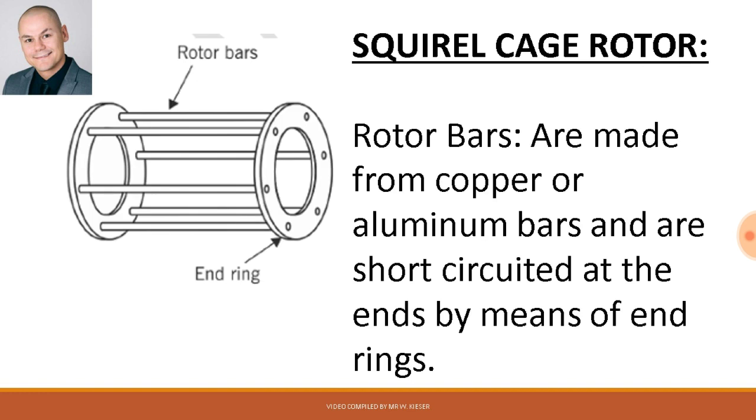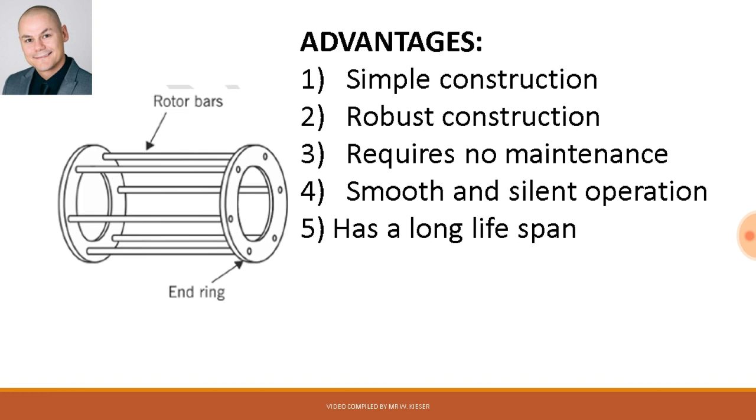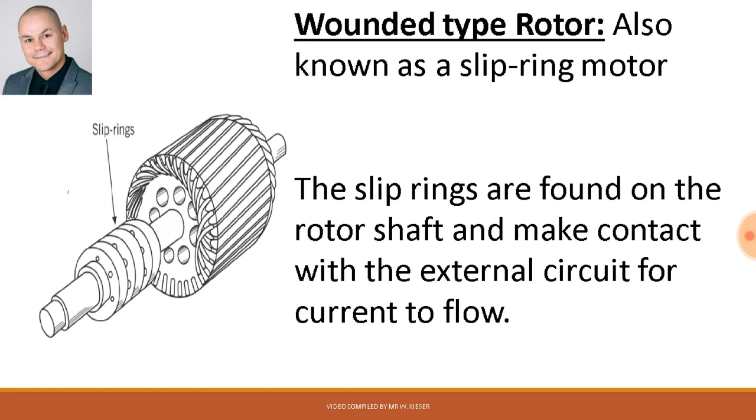There are squirrel cage rotors made of rotor bars, usually aluminium, and they are short-circuited at the ends by means of end rings. The most common application for the squirrel cage rotor is in AC induction motors. The advantages of a squirrel cage rotor: it has simple and robust construction, requires no maintenance, has smooth and silent operation, and a long lifespan.